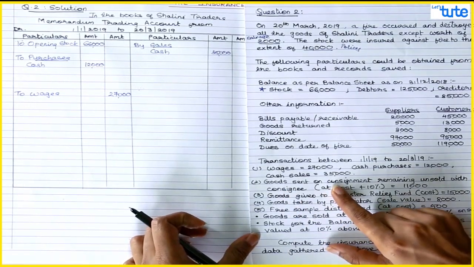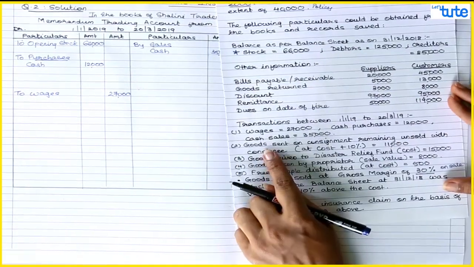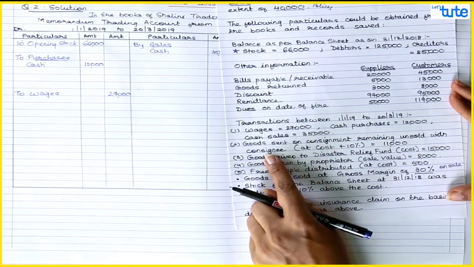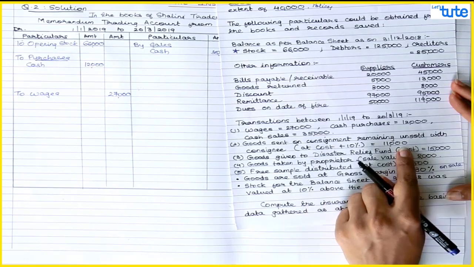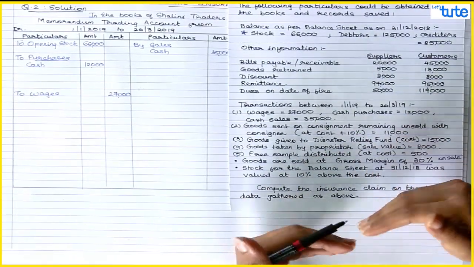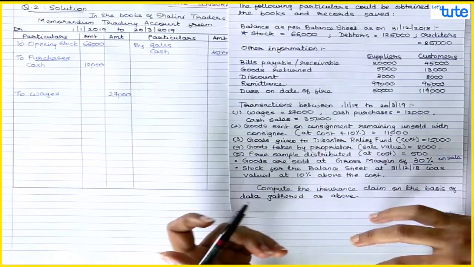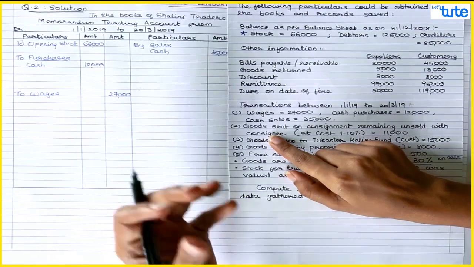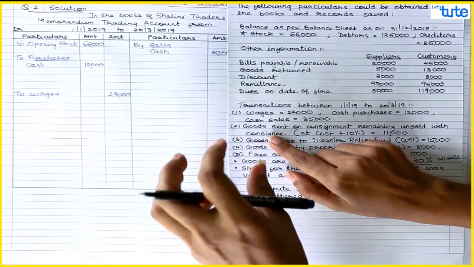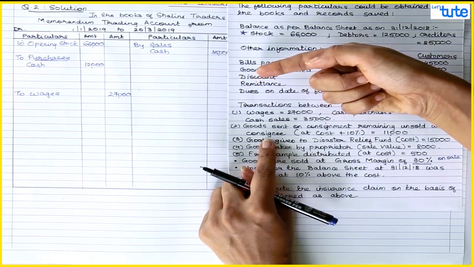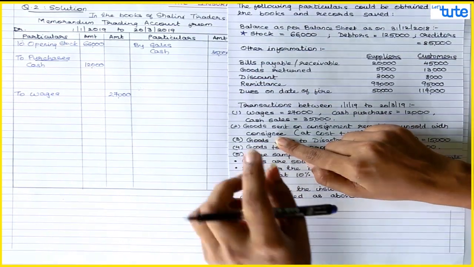Goods sent on consignment. Now guys, these are important. Goods sent on consignment, the remaining unsold with the consignee at cost plus 10% is 11,000. Now what happened is, in this case we are consignor. We have consigned some goods to consignee. Consignee means our agent who is going to sell our goods on our behalf, and he will get commission for those sales. So there were some goods which are still there with our agent, that is a consignee.